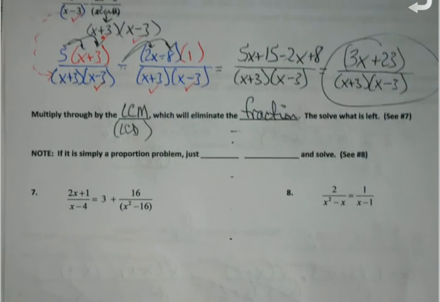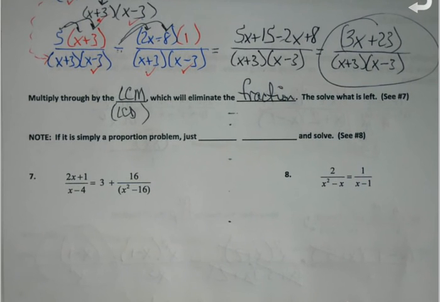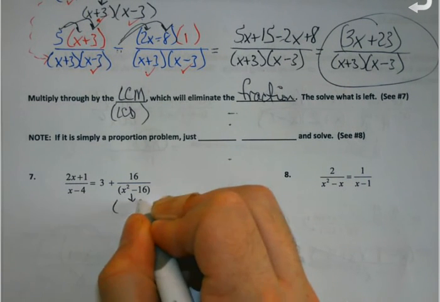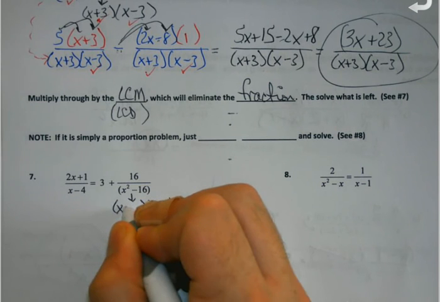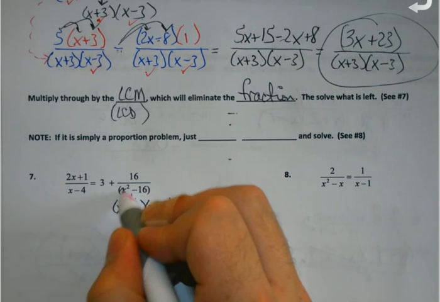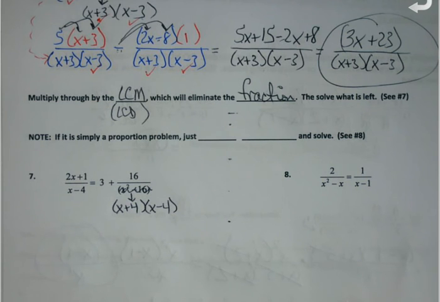So let me bump this up a little bit. So here, I've got to treat this the same way that I treated number 6 up above. If I can factor any of my denominators, I'll do that first.